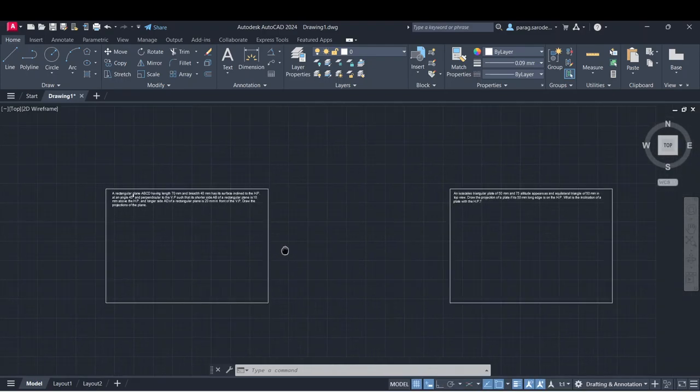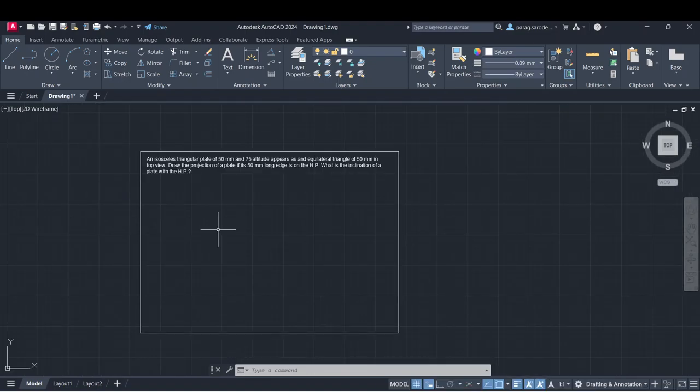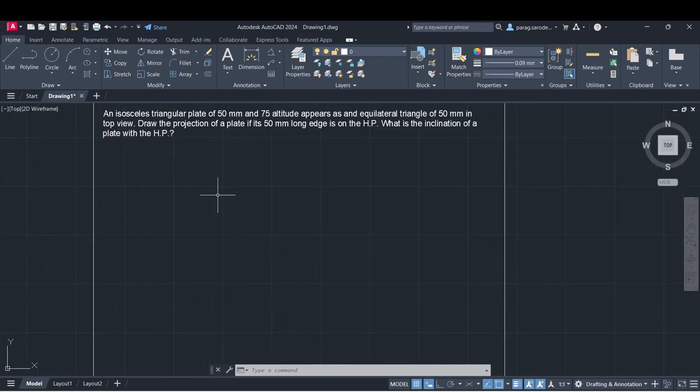This is very similar to the other problem. I will take this isosceles. In this case, the inclination is not given. So this could be a typical problem.